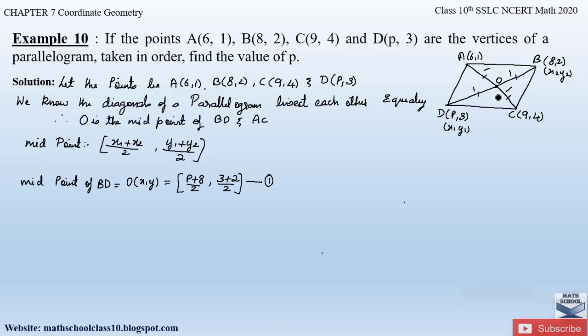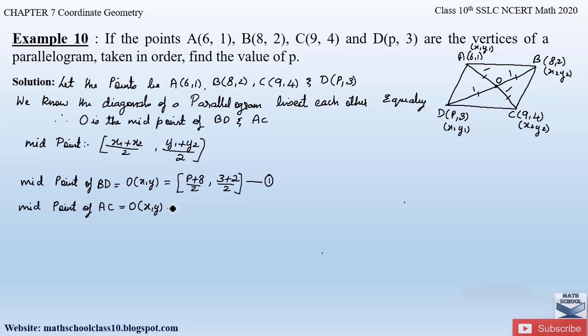Now similarly, let us find out the midpoint of the diagonal AC, assuming point A to be x1, y1 and point C to be x2, y2, right? So the midpoint of diagonal AC is equal to, that is nothing but we are finding out again the coordinate of point O.